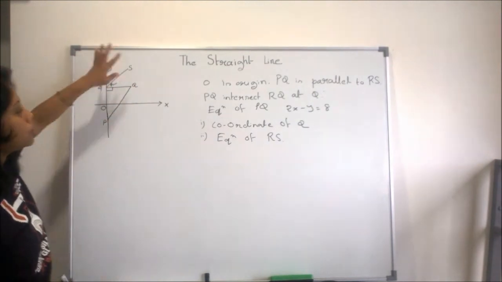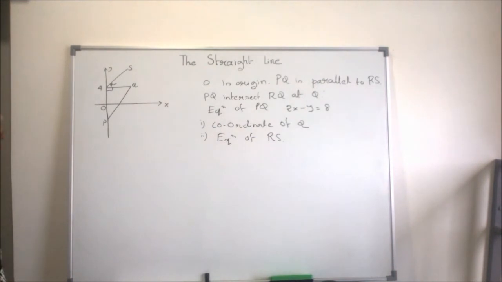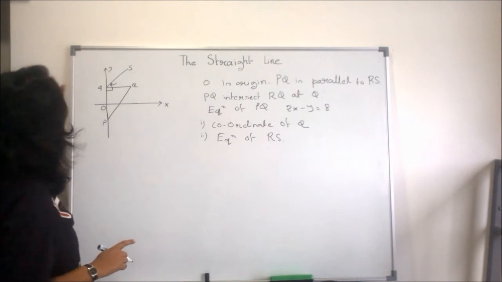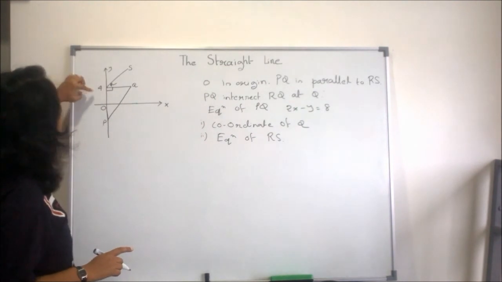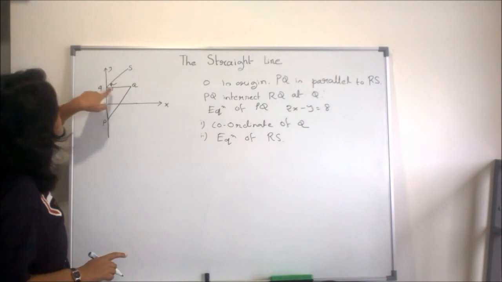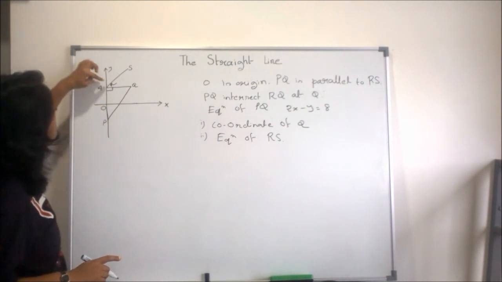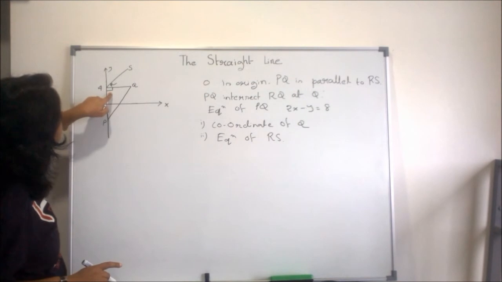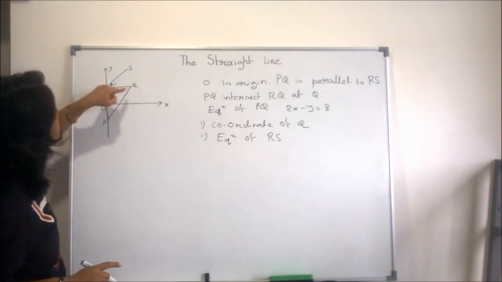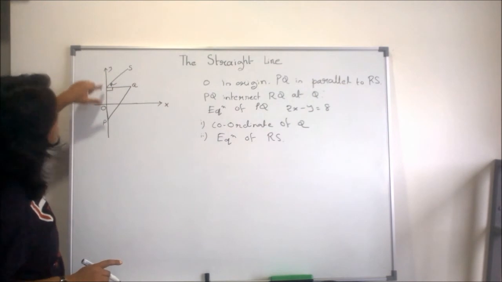So here, what information are we getting? First of all, this distance 4 is given. And the line RQ is perpendicular to the y-axis. This sign denotes this: the line RQ is perpendicular to the y-axis.